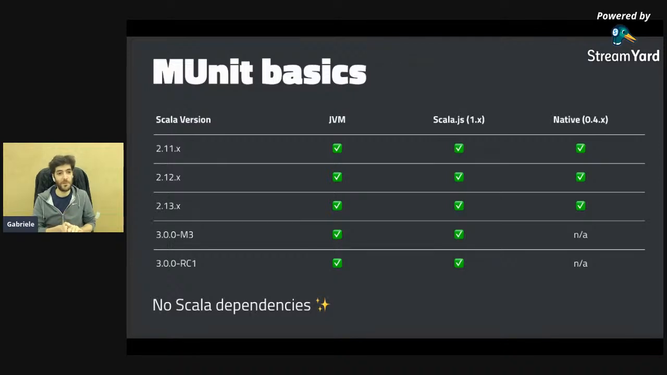So a few other things. MUnit is virtually available for everything that exists regarding Scala and its platforms and versions. The only unavailability here is due to the fact that Scala Native is not yet compatible with Scala 3, but other than that, we cover everything. And this is also thanks to the fact that MUnit does not have any Scala dependencies, which makes it easier. It's never easy to support this amount of combinations, but it makes it easier to move fast and to support recent versions of Scala. For instance, we recently added support for RC1 for Scala 3, which took surprisingly little work. So again, it moves really fast.